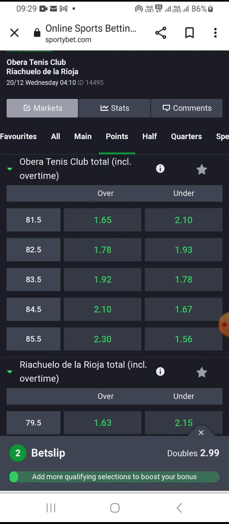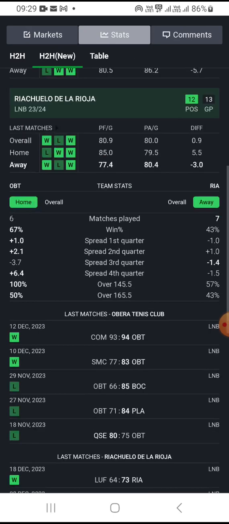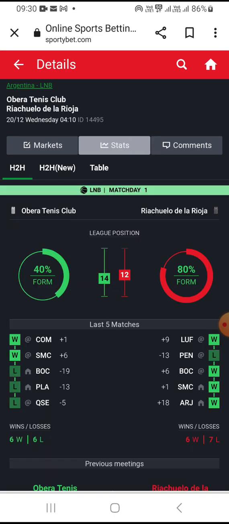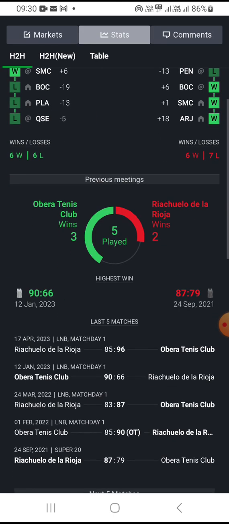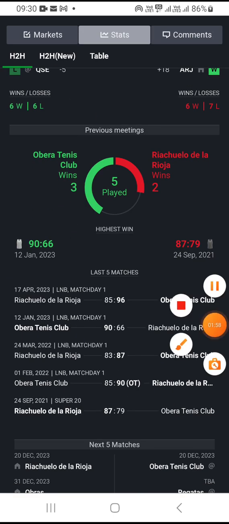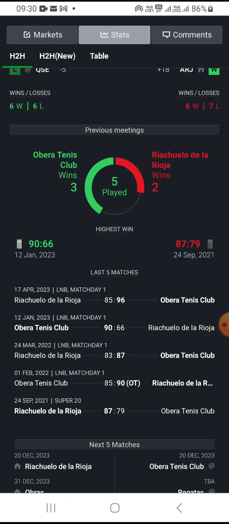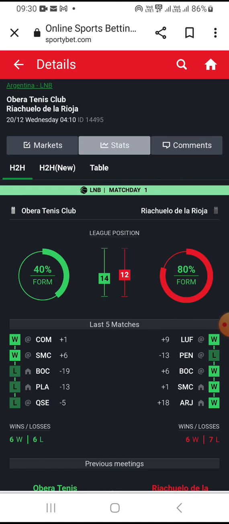But how do you calculate this? You go to the statistics, as I normally do. Now, I always tell you about your vertical and the horizontal. For example, H2H talks about the horizontal, how you calculate it. But this time around, I'm not using the horizontal. I'm using the vertical from the H2H, and I'll compare it to the vertical on the H2H new.